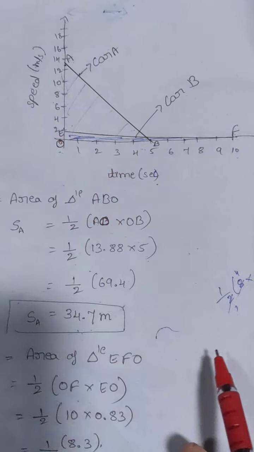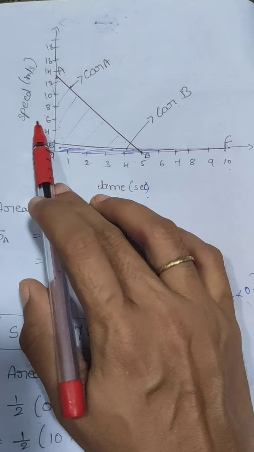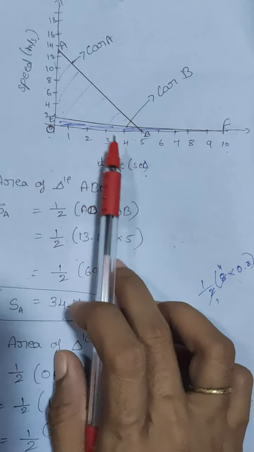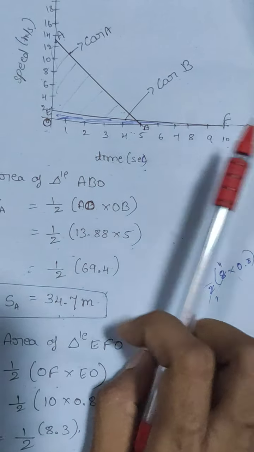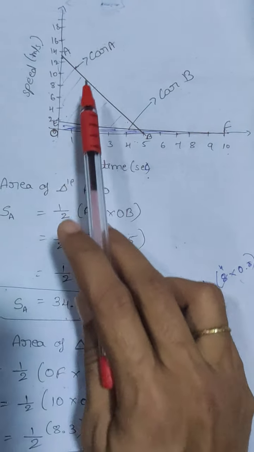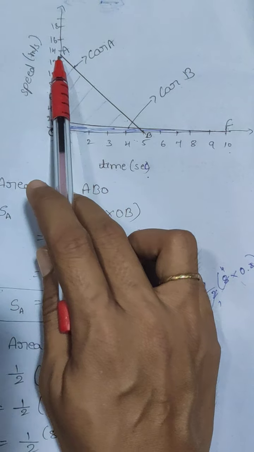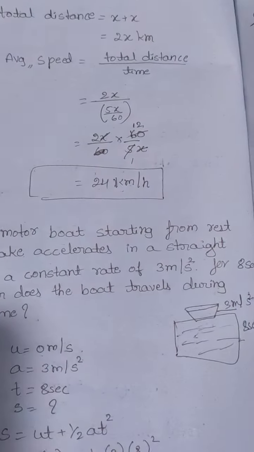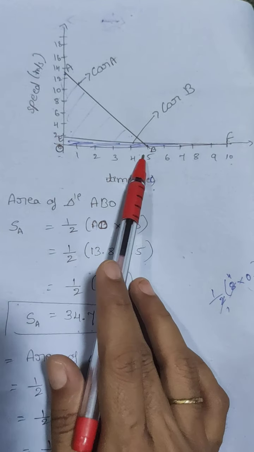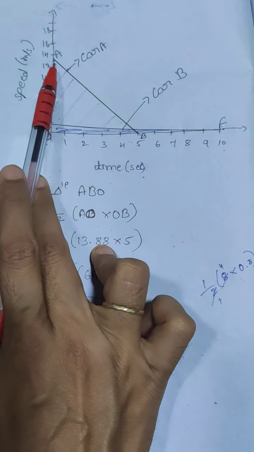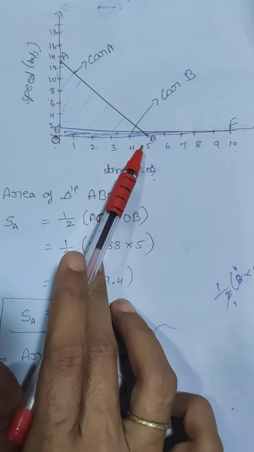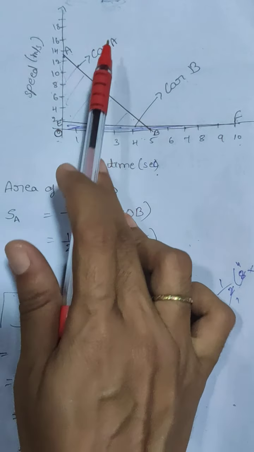They told us to plot the graph. Here the given data are speed in terms of meter per second and time in terms of seconds. So time is 1, 2, 3, 4 up to 10, and the speed is 2, 4, 6, 8, 10 up to 16. For car A, the speed is 13.88, nearly equal to 14, and the time is 5 seconds. So just add the point. This is the graph for car A.